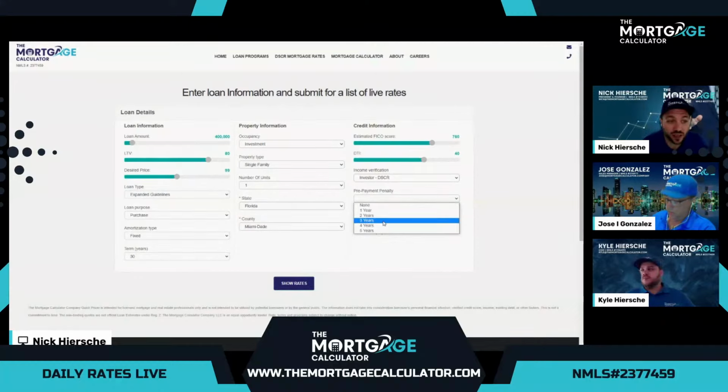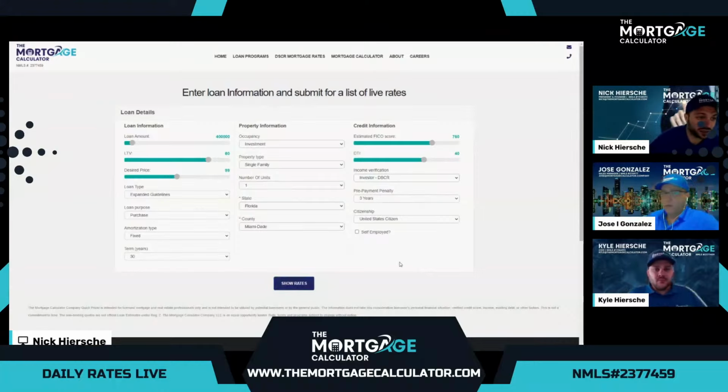Here on our investment non-QM, we're always going to add a prepayment penalty. That's pretty standard. There are options for no prepayment. That's just going to have an increased cost. So, don't be scared of the prepayment. That's just kind of the standard way these non-QM investor loans are priced. So we're going to price it with a standard 3-year prepayment penalty. Now let's check out what our rates are here for our DSCR programs.